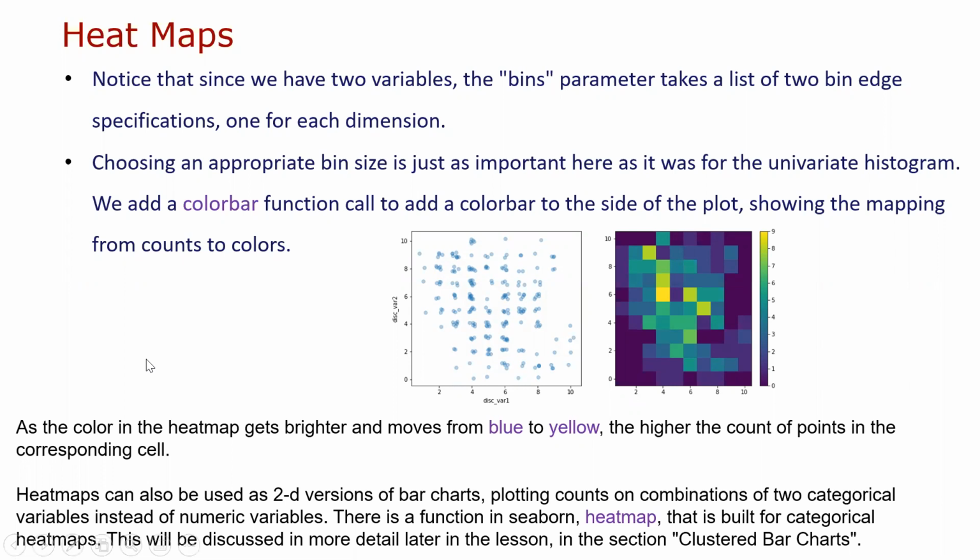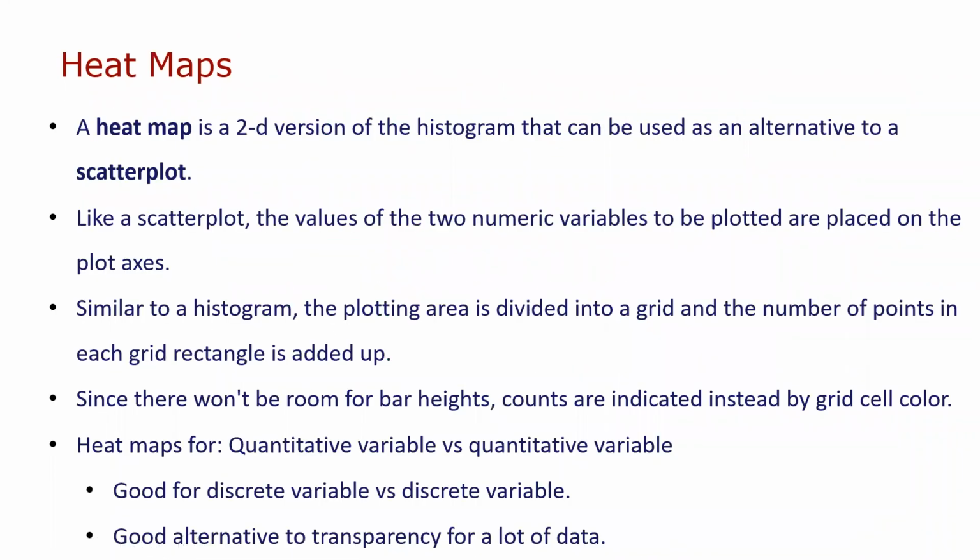Similar to a histogram, the plotting area is divided into a grid. The number of points in each grid rectangle is added up. If I have more points, it's going to be lighter. What if I want more points to be darker? We reverse it. There is a way to reverse it. Instead of lighter, we can have it darker.